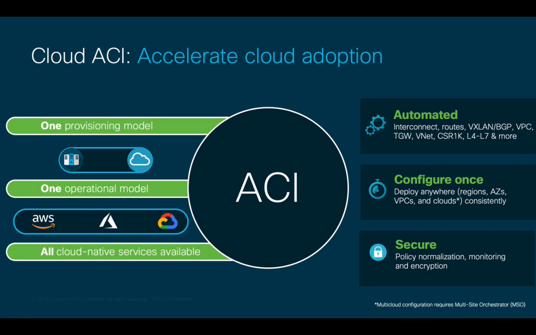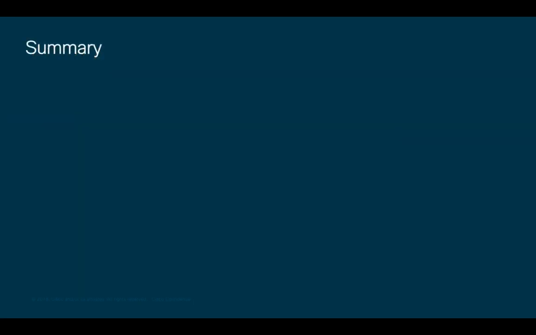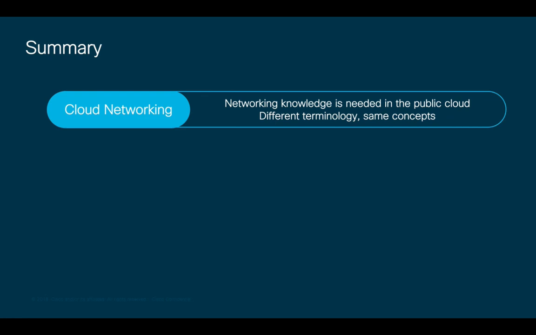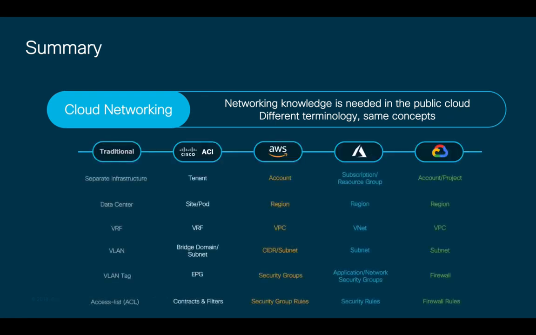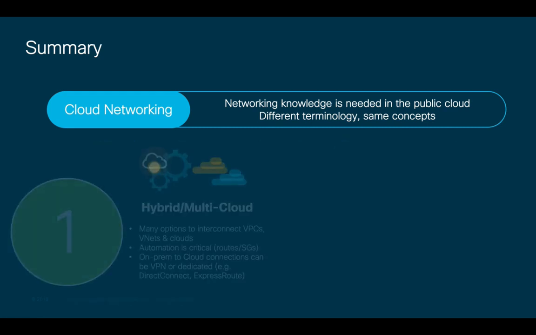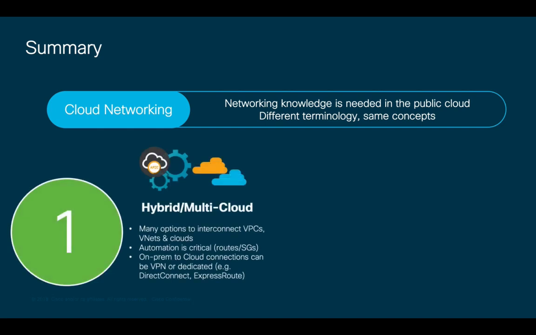We will learn how to run and configure Cloud ACI as well as the difference it makes when comparing to what we did today in the next chapters. As a summary, networking knowledge is very much needed in the public cloud as well. Although there is different terminology for each cloud provider, the concepts are very similar to what you already know. There are multiple networking elements you will have to configure and manage as we learned today, which may increase complexity and potentially add inconsistency to your multi-cloud environment.